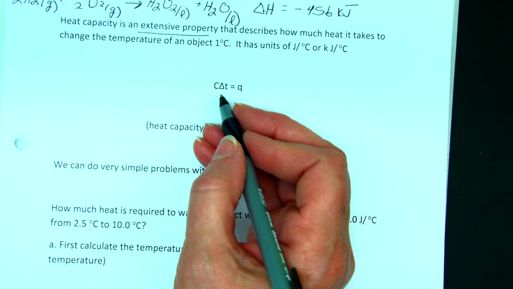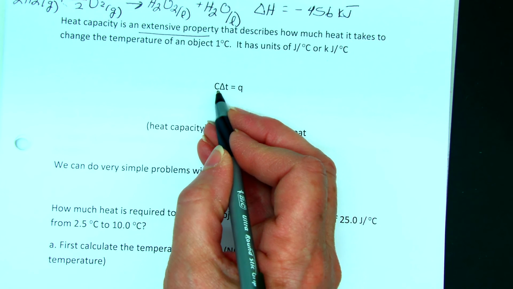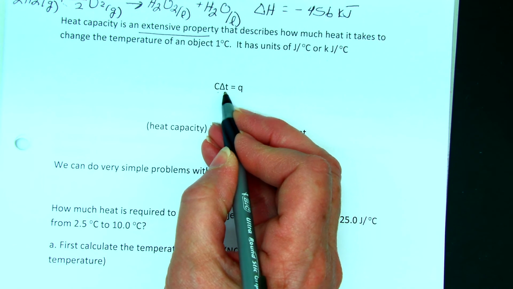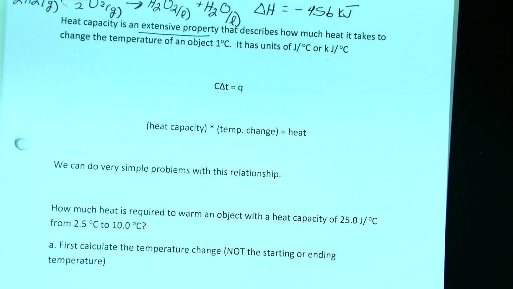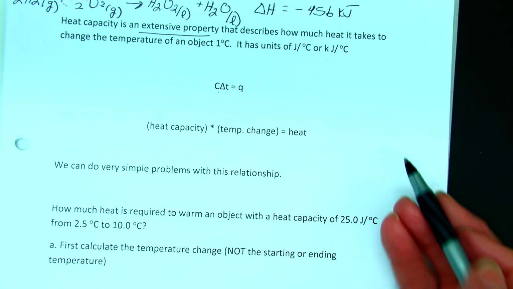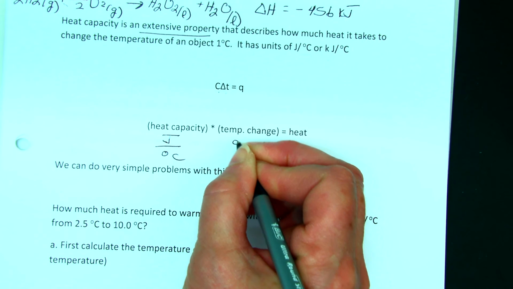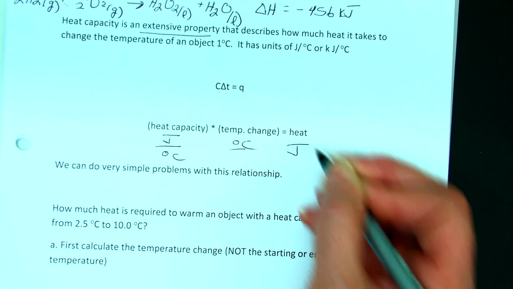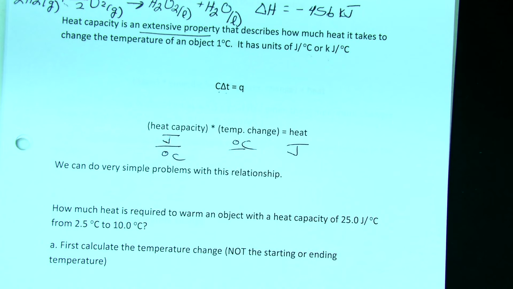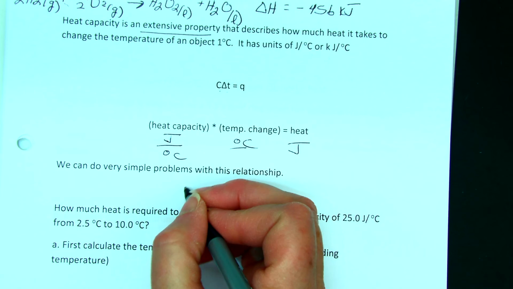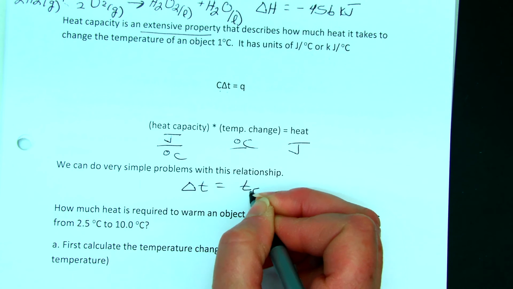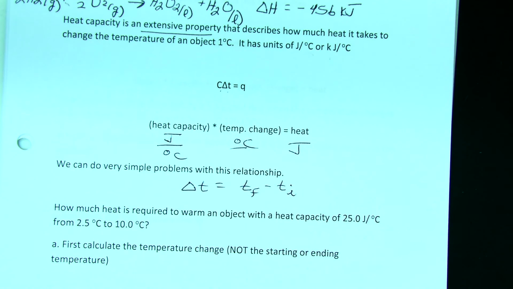And your author defines it as the heat capacity C times the temperature change delta T is equal to Q. I tend to just write it as words. Heat capacity times temperature change is equal to heat. And this has joules per degree C times degrees C is equal to joules. Now, the important thing is that temperature change is a change. It's not final temperature. It's not initial. It's the change. Delta T is equal to the final temperature minus the initial temperature. So if I'm heating something up, delta T is positive. If I'm cooling something down, delta T is negative.